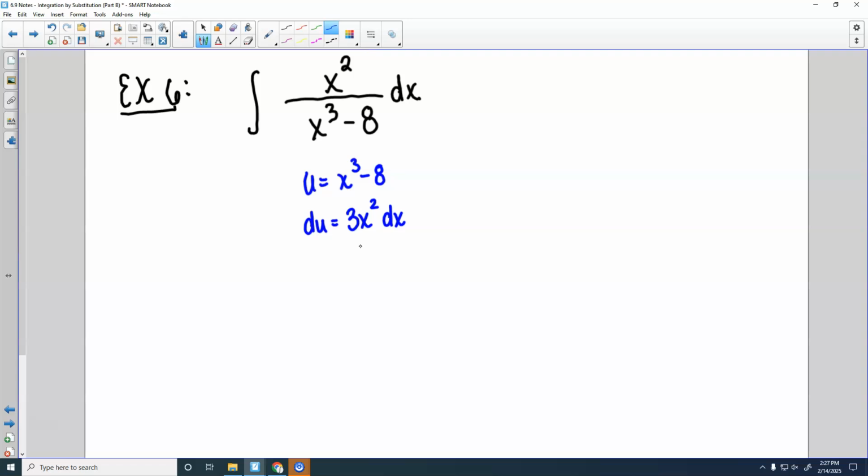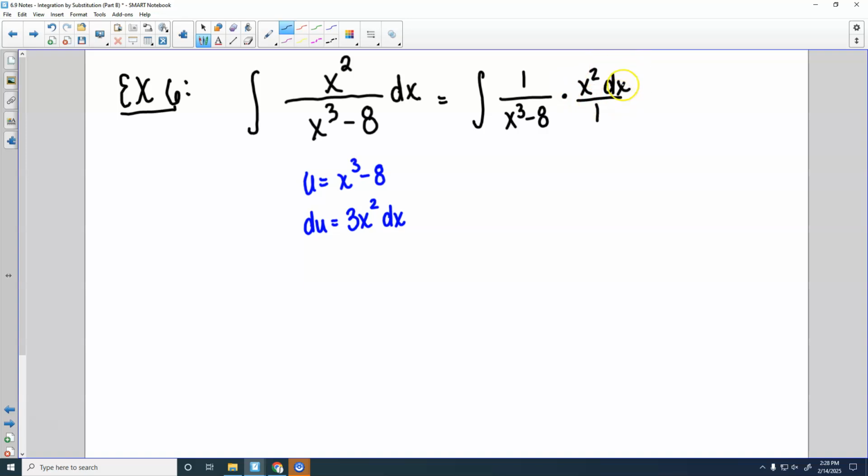Now, I do have an x squared. I'm missing a 3. It's not really with my dx, but would it be acceptable to write this as 1 over x cubed minus 8 times x squared dx? Because this stuff is not in a fraction, so it would be over 1, right? So if I multiplied that back together, that x squared would still be in the top of the fraction, right? So I'm just breaking that fraction apart by doing that.